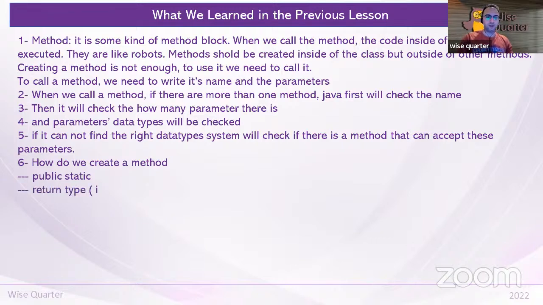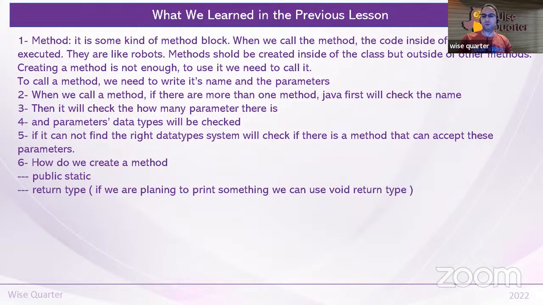Fine. If we are planning to print something, we can use the void return type. Void means it won't return anything. It will just print something. If we are planning to return a variable, we should write its data type.